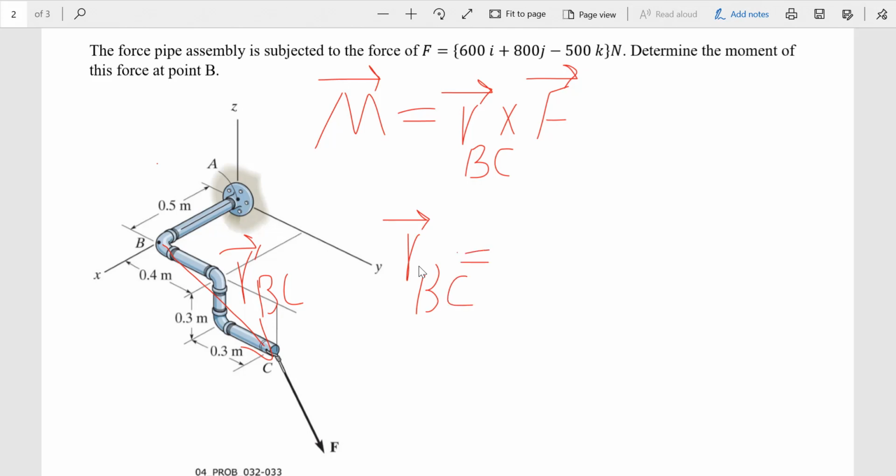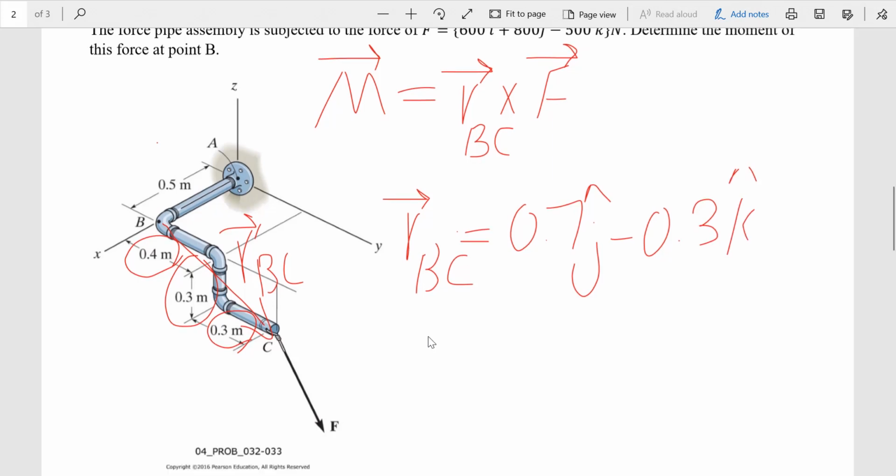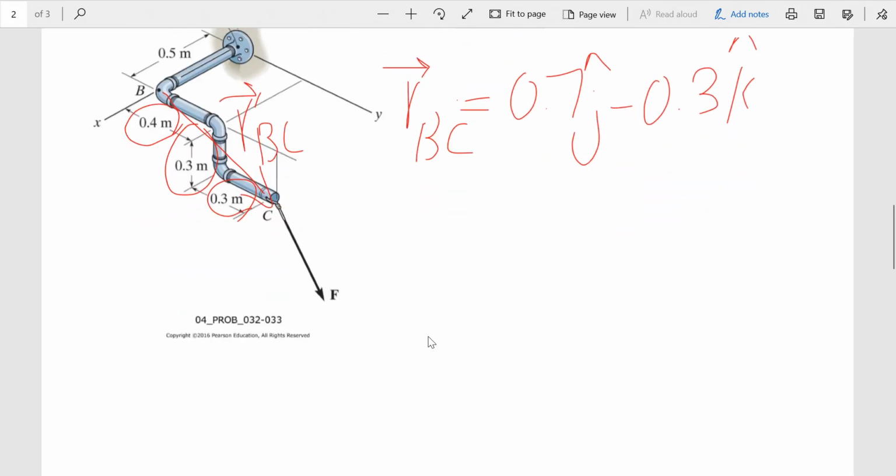From B to C, that would be 0.4 I, 0.7 J, and I'm going down 0.3, negative Z, and the extraction would be 0. So I have my two vectors, I find the moment.